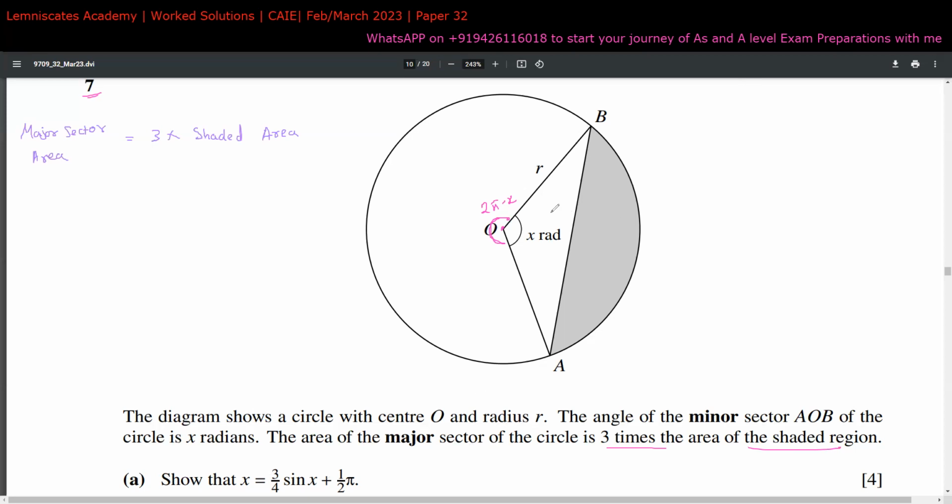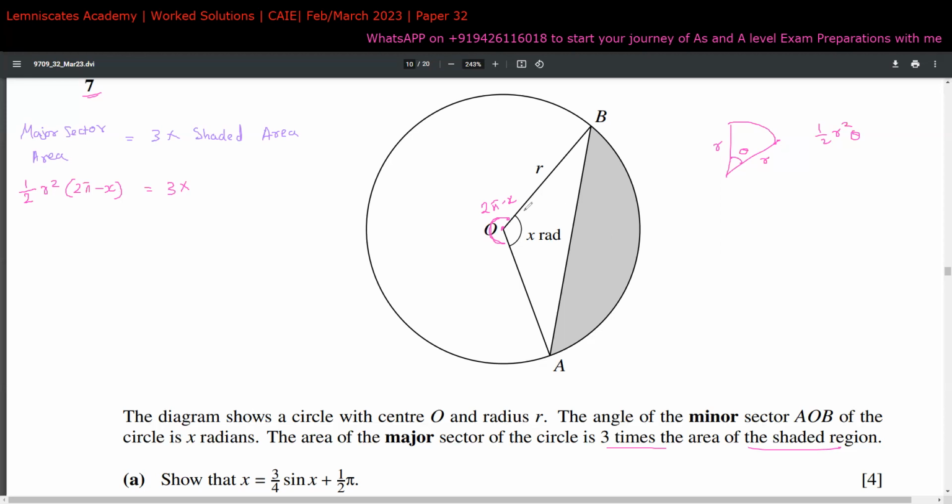So now, area of the major sector: how do you get the area of a sector in the first place? If this is a sector, if this is r and if this is theta, the area of the sector becomes half r square theta, the angle of that sector. So over here, this will be the same as writing half. The radius is r, so it becomes r square. And for the angle, it's not theta, it's 2 pi minus x. So this is 2 pi minus x. It's equal to 3 times the area of the shaded region.